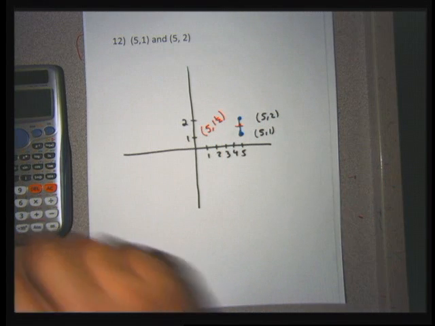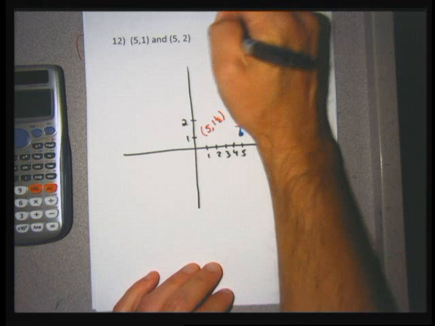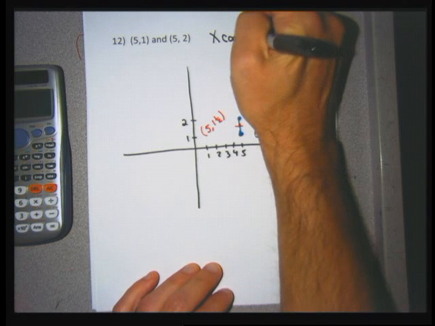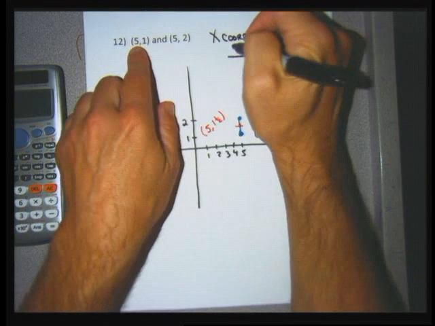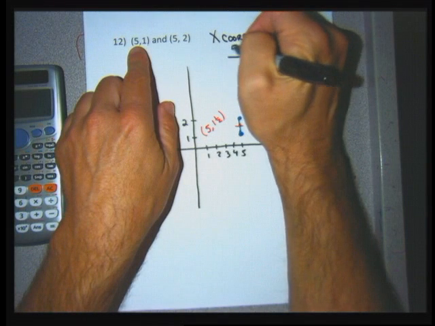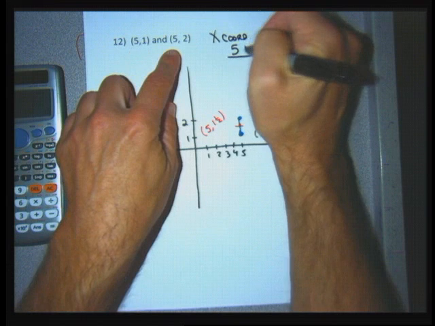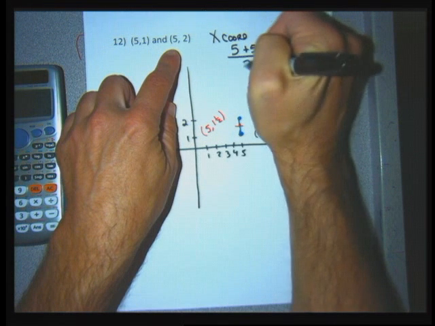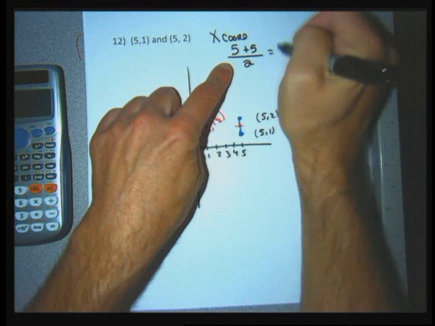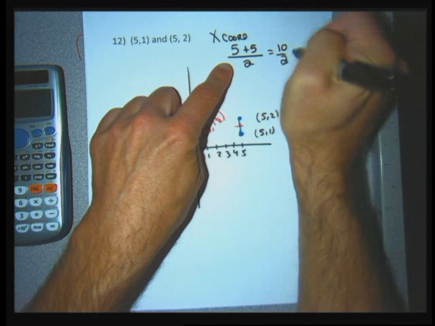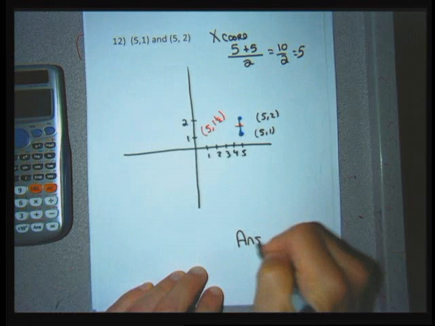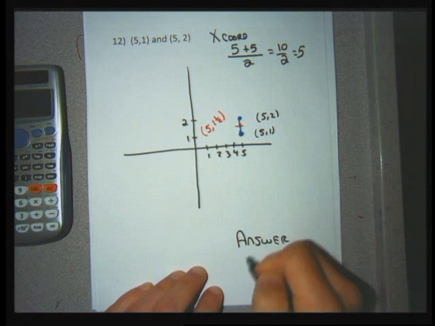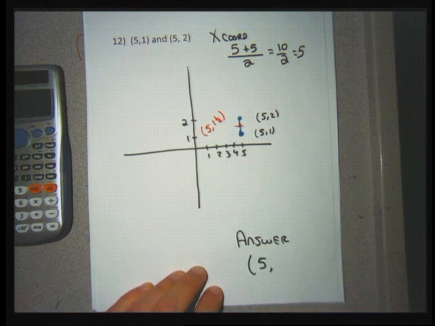So to do the midpoint via algebra, I find the x coordinate first. To find the x coordinate, I take the x coordinate of the first point, plus the x coordinate of the second point, divide by 2. 5 plus 5 over 2 is 10 over 2, which is 5. So in my answer, the x coordinate of the midpoint is 5.